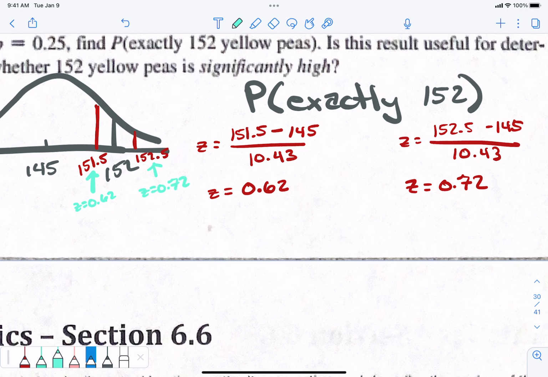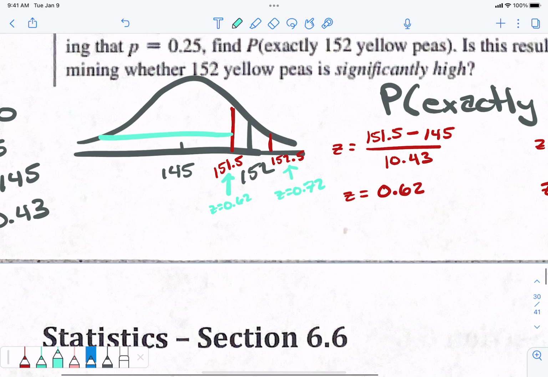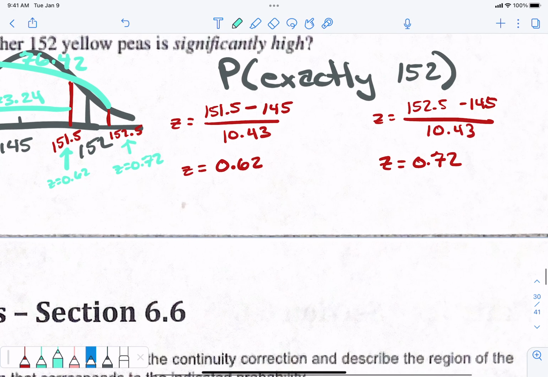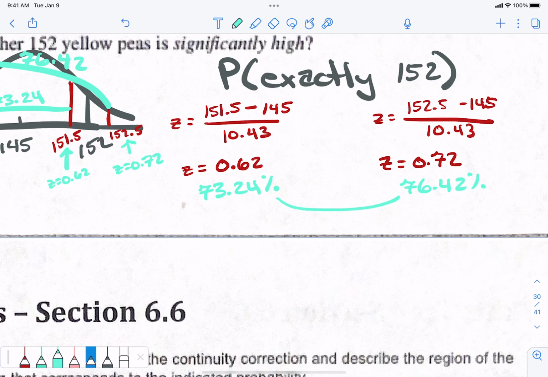If I look up 0.62, we just did that one. What percent was below 0.62? 73.24%. What percent is going to be below 0.72? 76.42%. So this was 73.24%, this was 76.42%, and then I subtract those two. You get like 3 point something percent. 3.18. So the chances of me getting exactly 152 peas that are yellow is 3.18%.